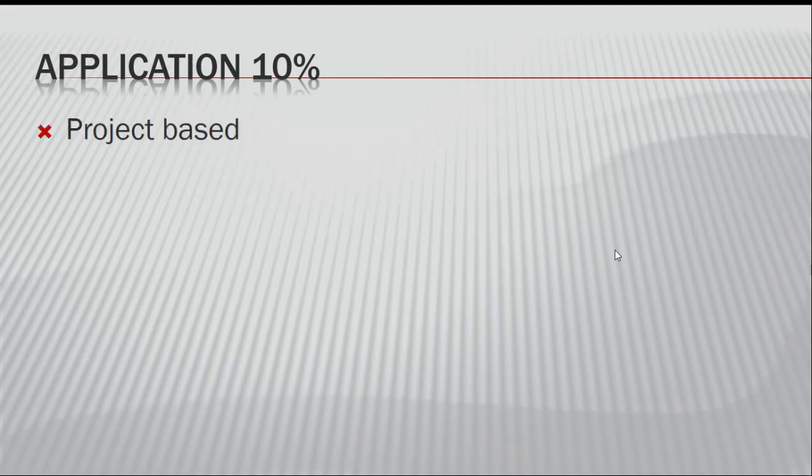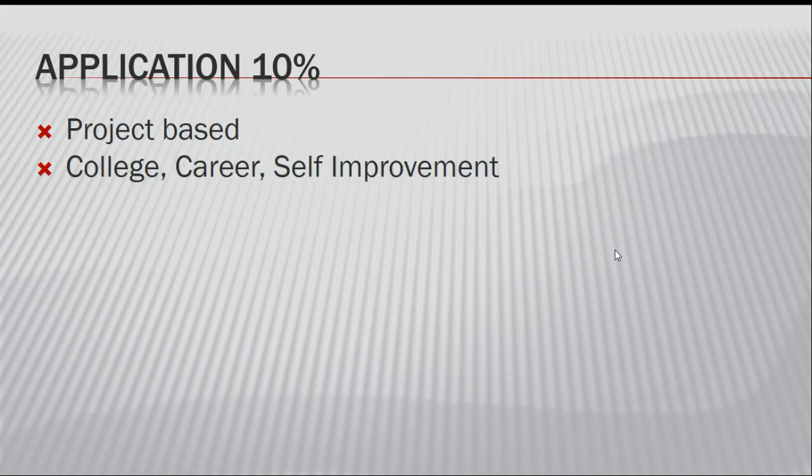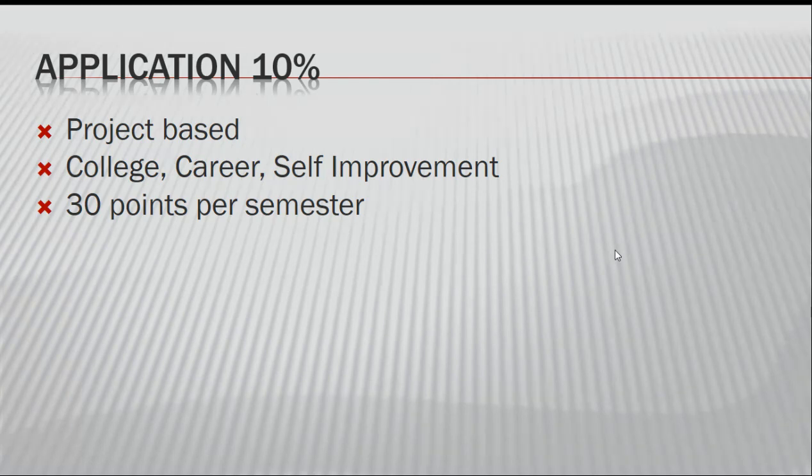Application is like a project-based assignment, and it's going to last the entire semester. The purpose of application is for college readiness, to get yourself ready for a career, for self-improvement in general, being a better student, being a better learner, preparing yourself for the future. There will be 30 points available per semester, and you'll have a lot of different things you can choose from, but you need to get 30 points to get 100% on that application portion of your grade.